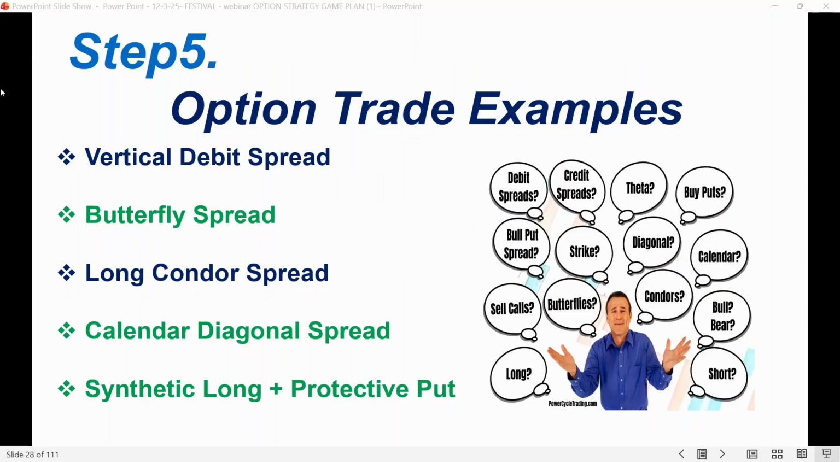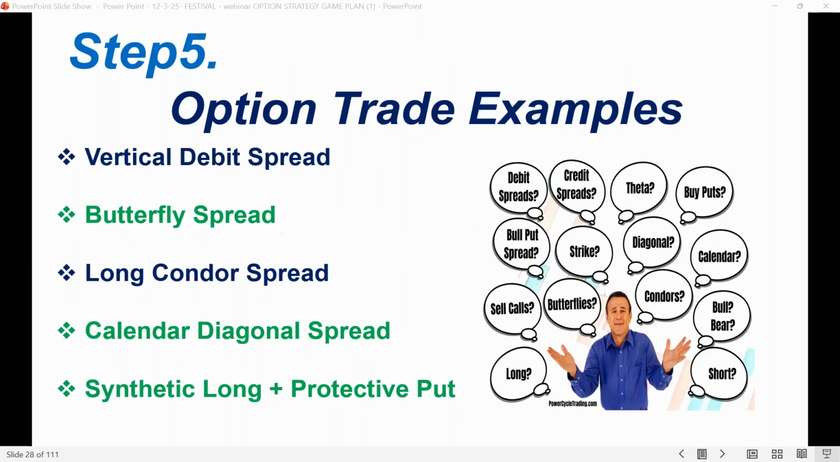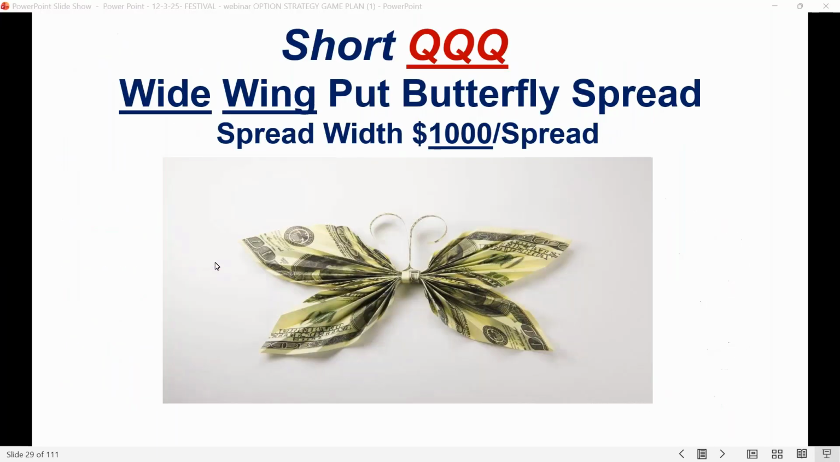So let's go through a few examples here. Since we don't have as much time as I'd like, we're going to go through a couple of examples. We'll go through a really nice butterfly spread example, the calendar diagonal, and then a really cool synthetic long with a protective put strategy. Now, these are trades that we did at Power Cycle Trading that were part of our alert service or in our trading room. These are examples of trades that we've done, and currently we're still in one of these as we speak.